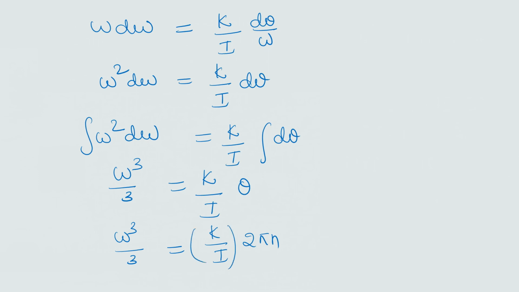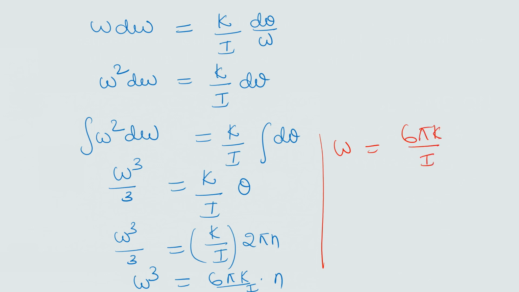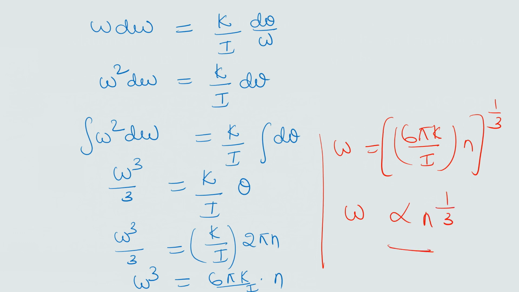Now omega cube is equal to, taking cross multiplication, 3 twos are 6, omega cube is equal to 6 pi k by I into n. Now omega can be written as omega is equal to 6 pi k by I into n whole to the power of 1 by 3. Okay, so omega is directly proportional to n to the power of 1 by 3. Okay, next we will go to the next question.